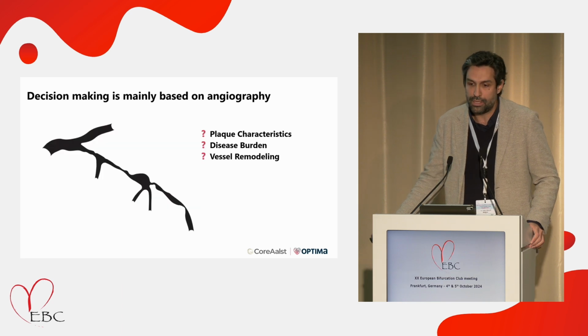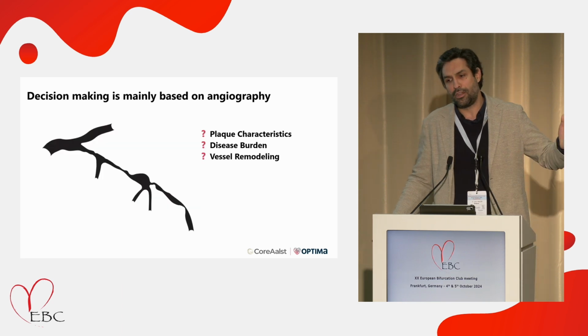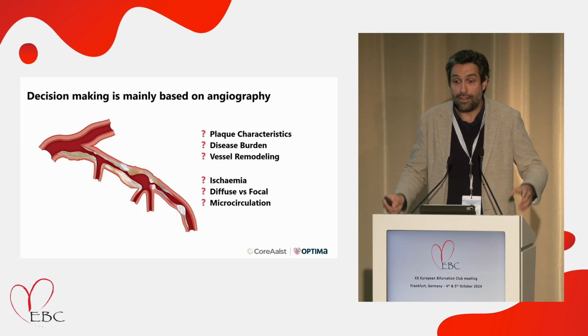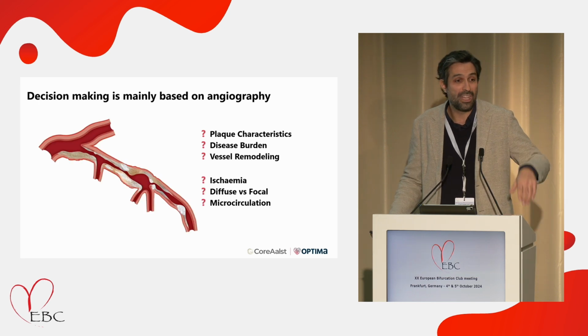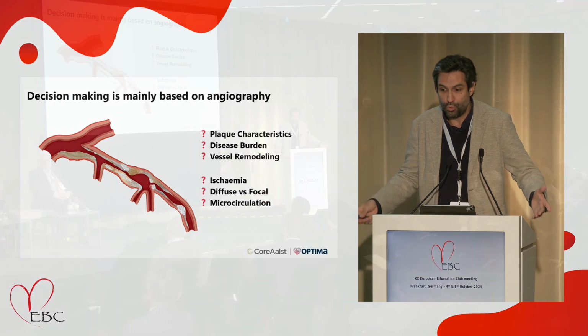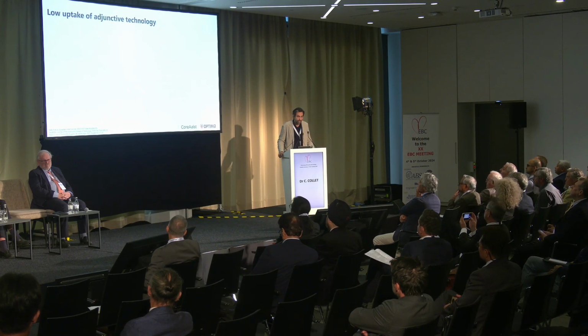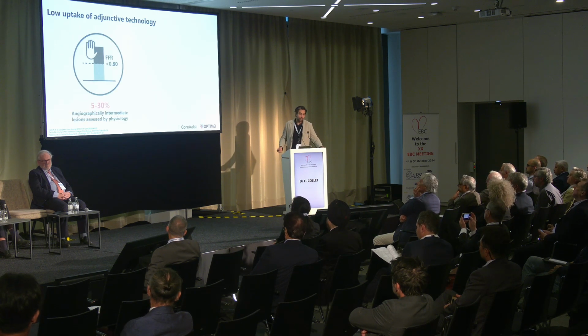We're taking decisions based on the luminogram. We don't know anything about the plaque composition. We don't know anything about the disease burden. We don't know anything about the real presence of ischemia, if this is focal, if this is diffuse, and we have absolutely no clue about the microcirculation status. So this is where the adjunctive technology plays a big role.